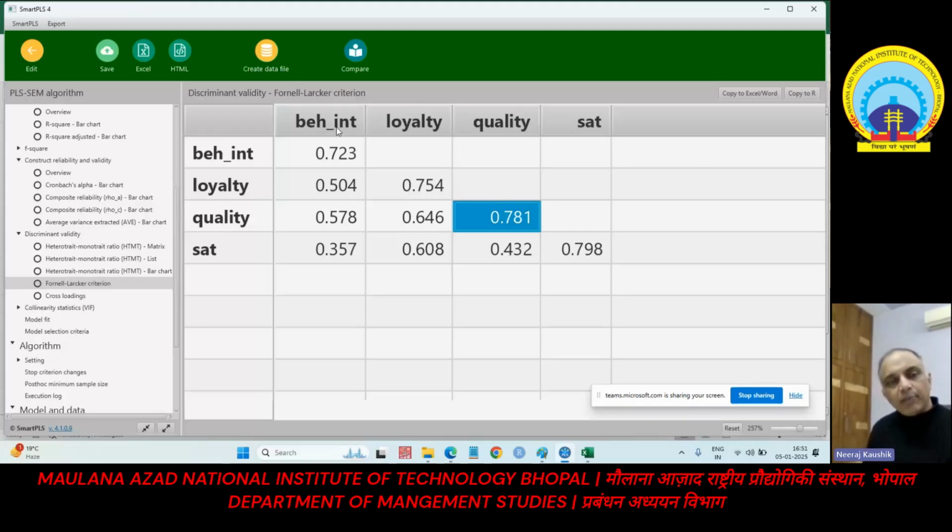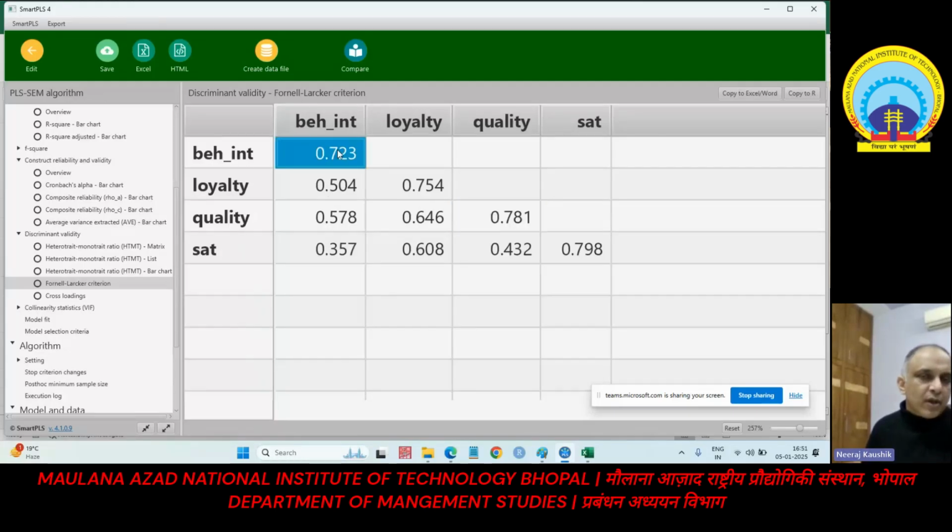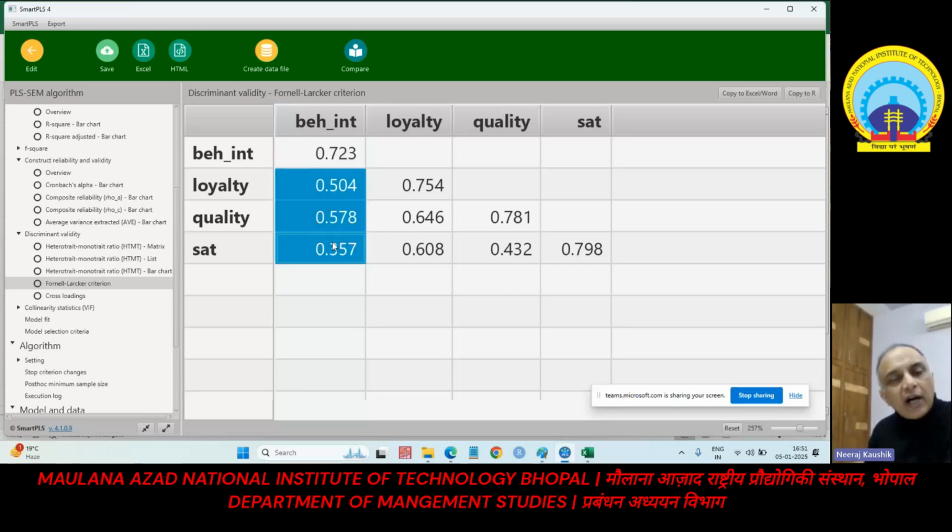Coefficient of correlation between behavioral intention and loyalty. What does the rule say? Under root AVE should be greater than all the R behavioral intention has with the others. I repeat, what does under root AVE signify? 0.723. It signifies the relation behavioral intention has with its 6 items on an average. What is the rule? This value should be greater than the R behavioral intention has with all other constructs.